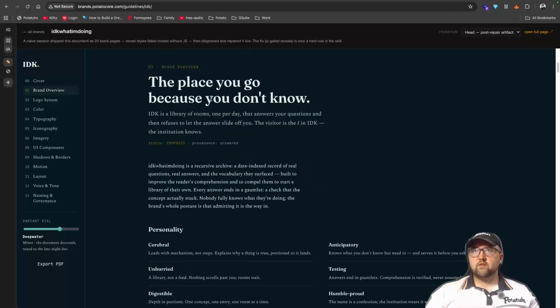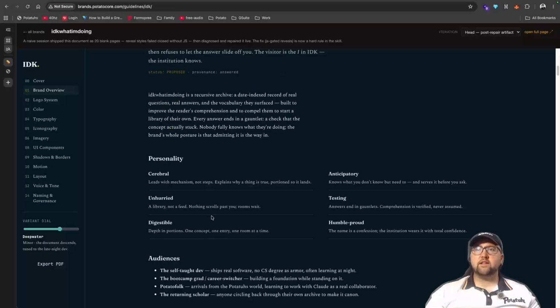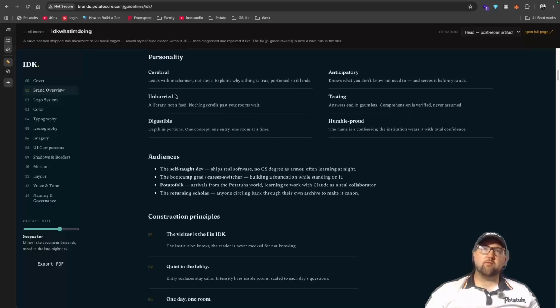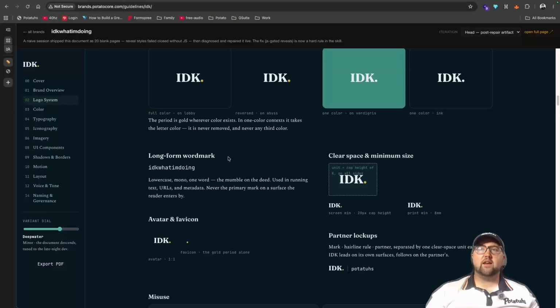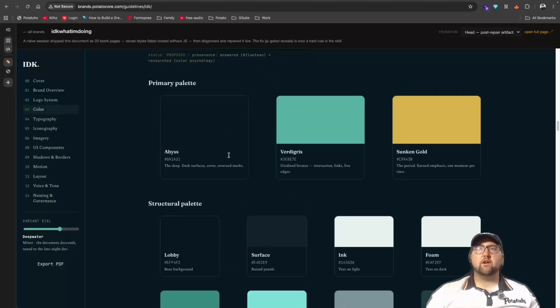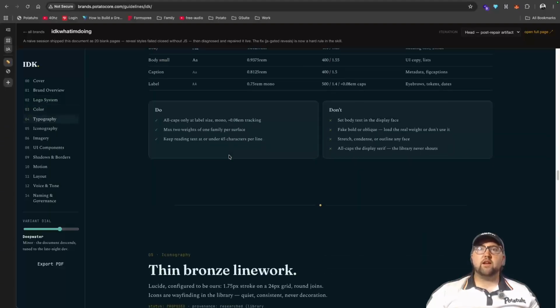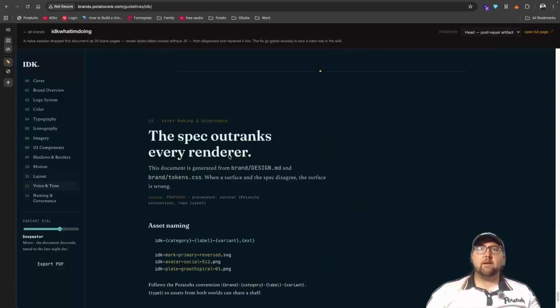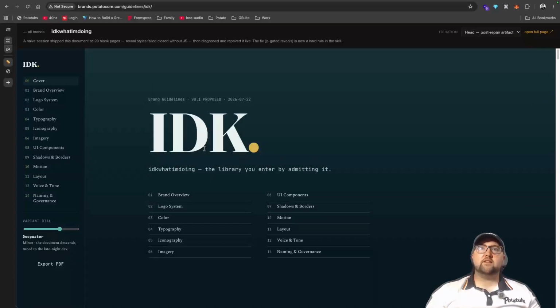So the place you go because you don't know. I Don't Know is a library of rooms, one per day, that answers your questions and then refuses to let the answer slide off you. The visitor is the I in I Don't Know. The institution knows. So it's cerebral, unhurried, digestible, anticipatory. We do a lot of testing here. We're humble but proud. We like that we made something creative here, where we have the ability to ask questions, and it makes us smarter.